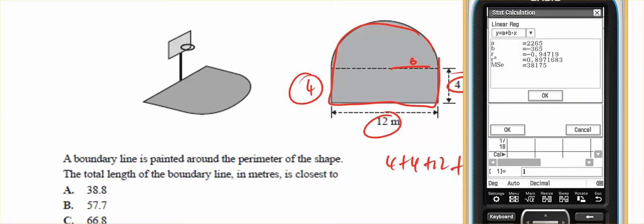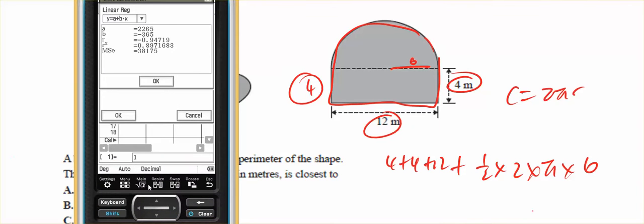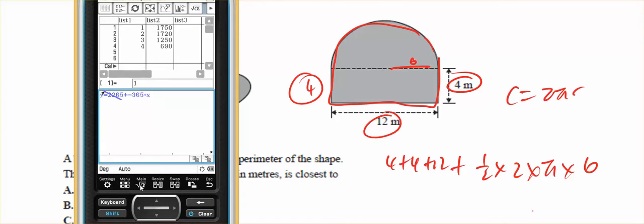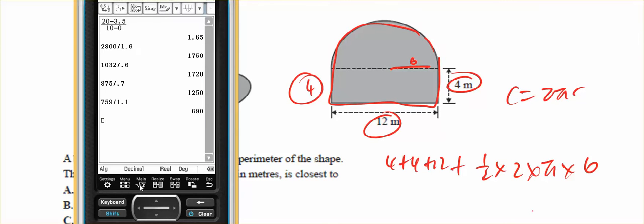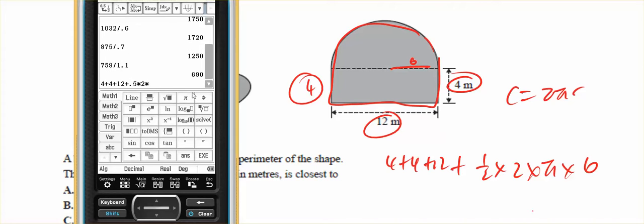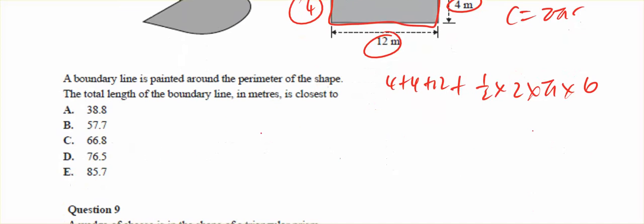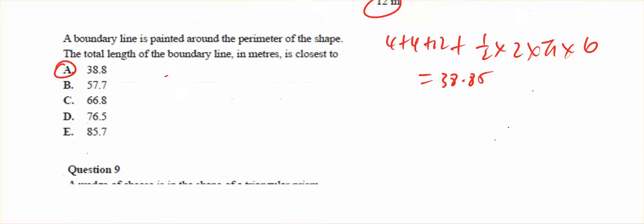Okay, so I'm going to go main. 4 plus 4 plus 12 plus 0.5 times 2 times pi times 6. Okay, 38.85. So that's the closest one.